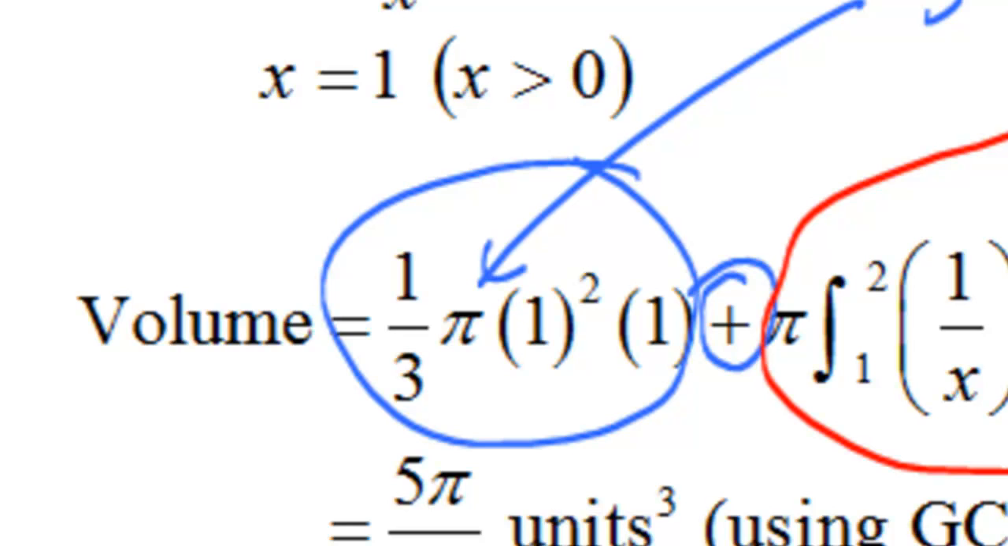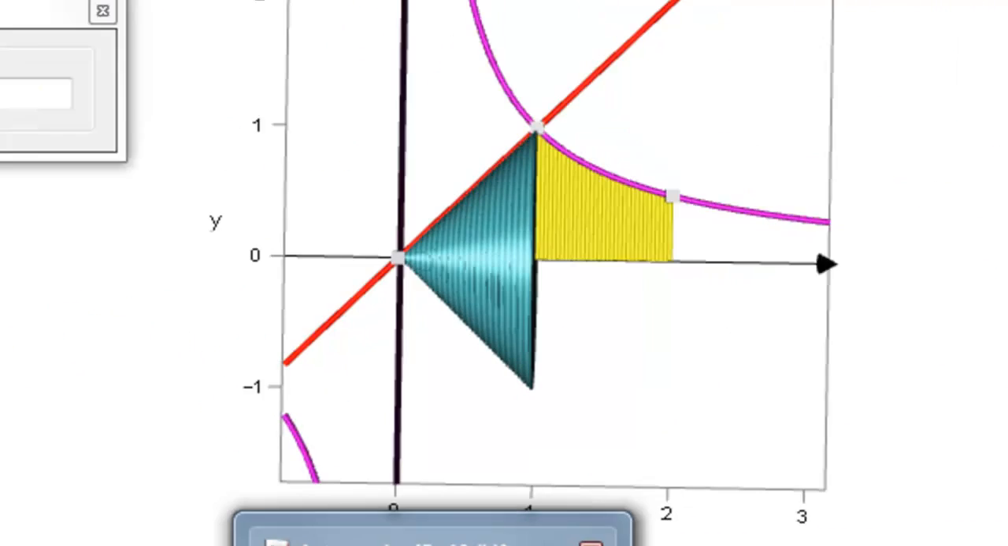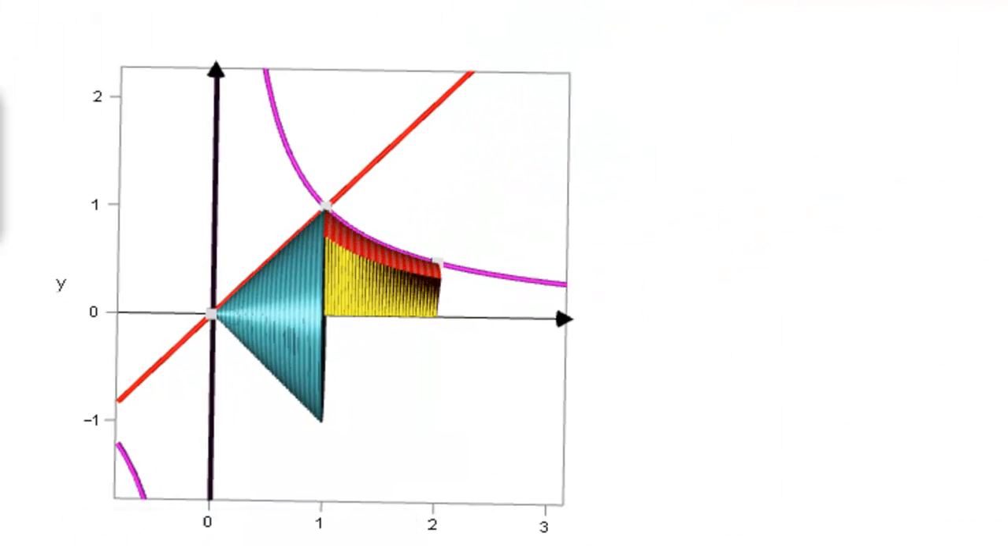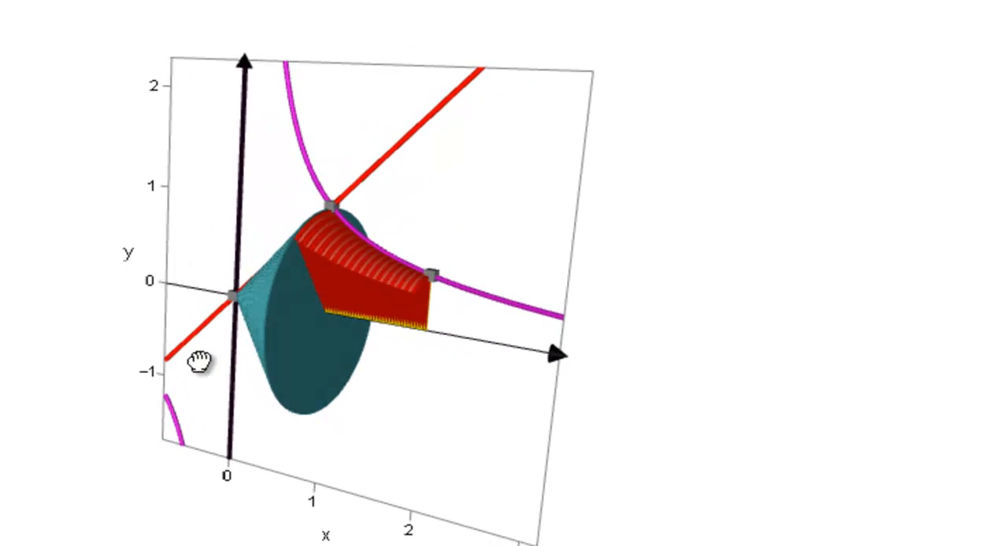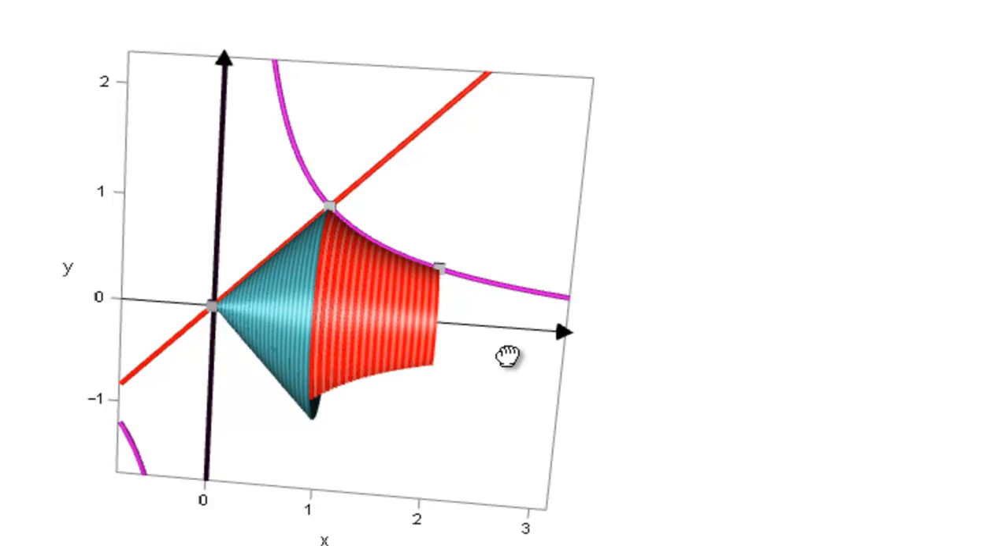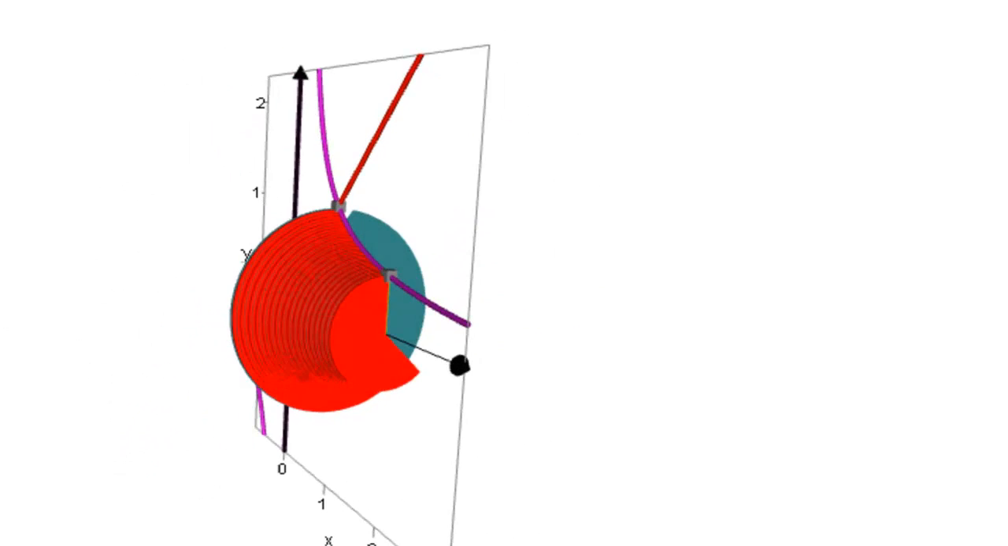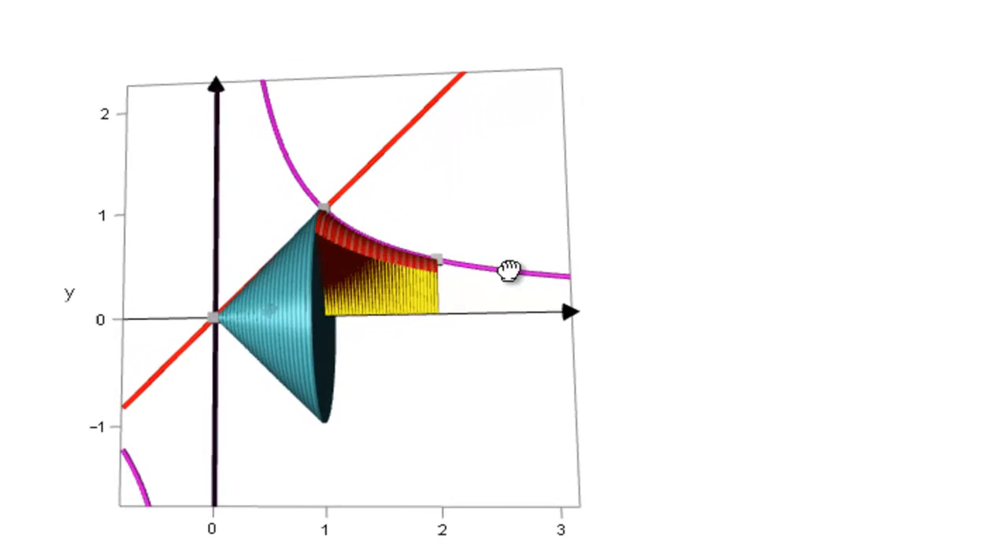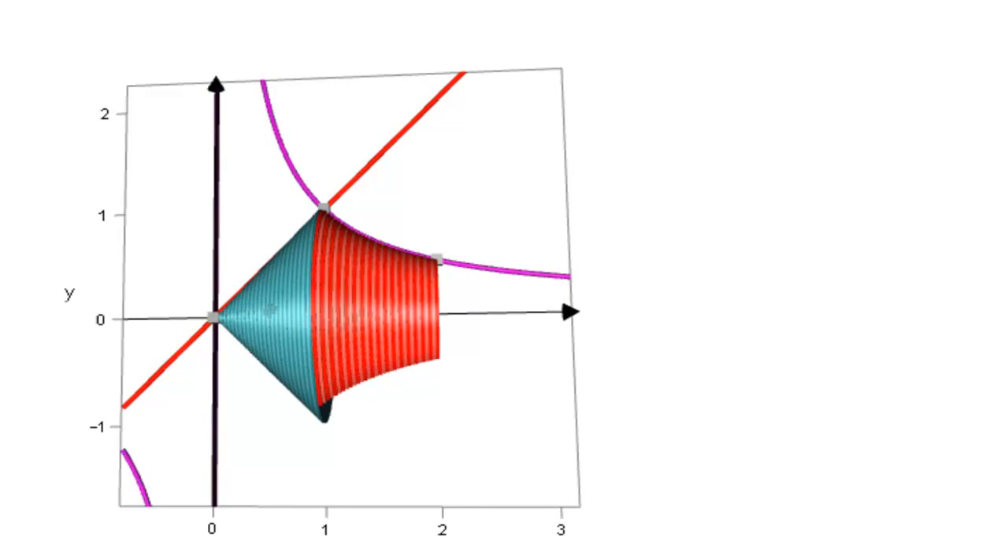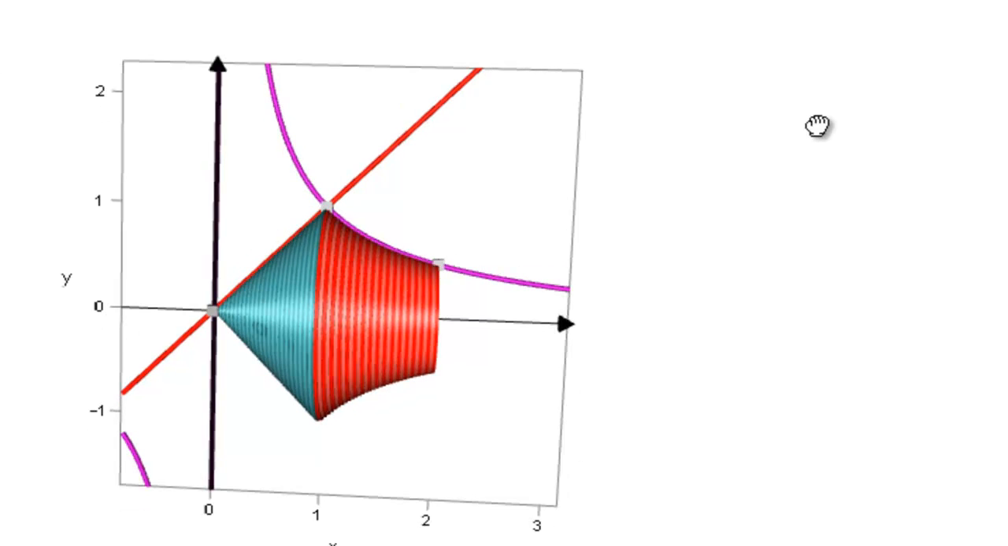Then we add on the volume generated by the red shaded region. So we need to see and understand what that means. Okay, when we revolve the yellow region about the x-axis, we will end up with this red solid. So you can see that the whole volume of revolution involves two different solids, the blue and the red.